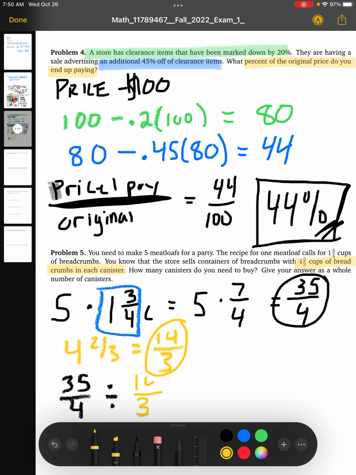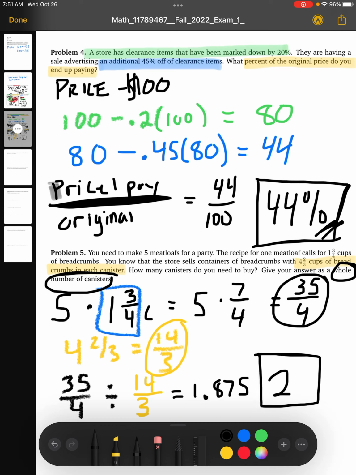And you guys can feel free to do that in your calculator if you like. In the interest of saving space and time, that's what I'm going to do here. And when you do that, you're going to get a decimal answer. You're going to get 1.875. But you can't buy 0.875 canisters, right? I tell you to give your answer as a whole number of canisters. So you're going to need to buy at least 2 canisters. You're going to round that up to the nearest whole number.